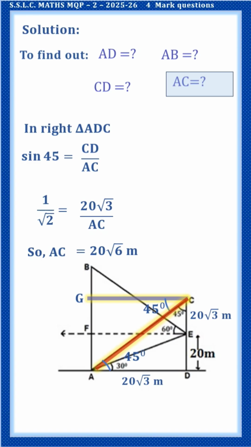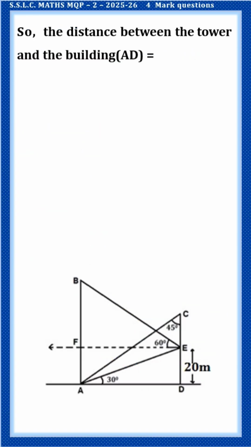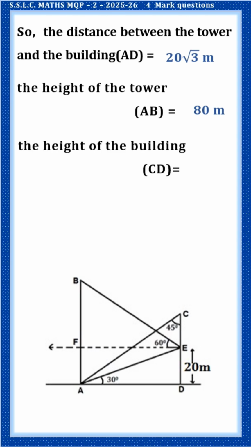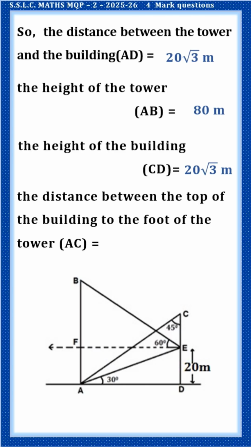So now let us list out the answers. Distance between the tower and the building, that is AD, is equal to 20 root 3 meter. Height of the tower, that is AB, is equal to 80 meter. Height of the building, that is CD, is equal to 20 root 3 meter. Distance between the top of the building and the foot of the tower, that is AC, is equal to 20 root 6 meter. I hope you have understood this problem very clearly.